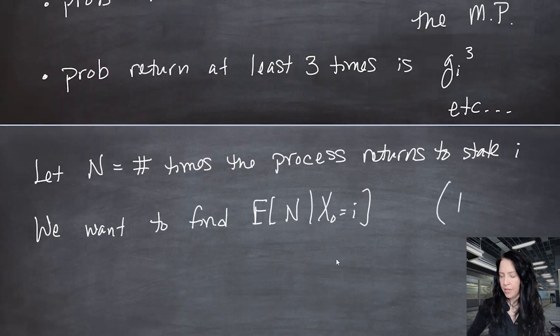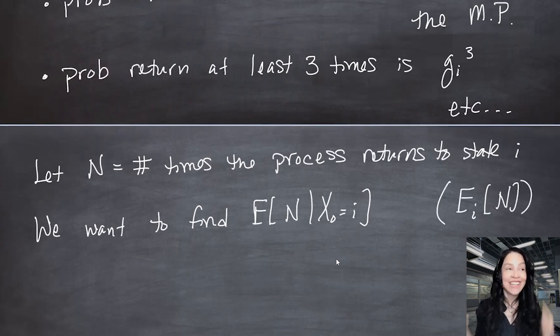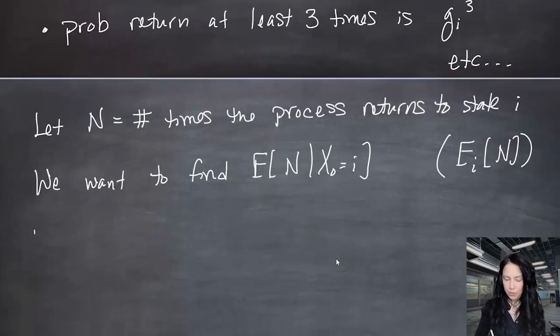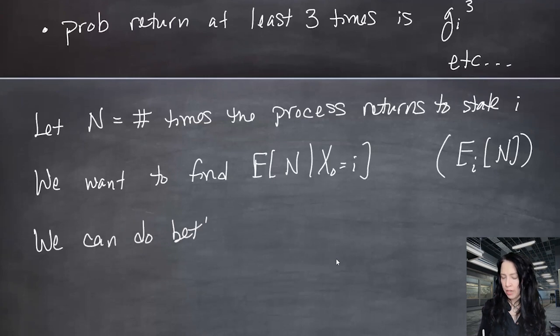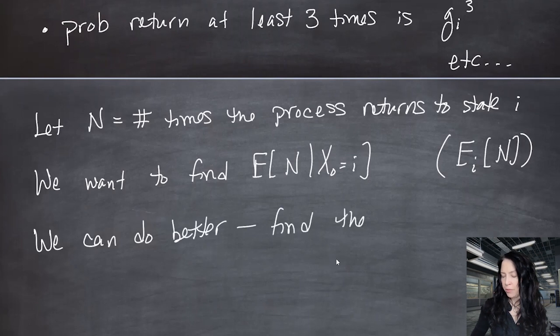Our other notation is the expected value of N with a subscript I on the expectation. But I was just saying that we can do better than this. We can actually find the distribution of N if we know where we start the chain. So it's actually a conditional distribution. So we can do better. We're going to find the actual distribution, which is more information than just the expectation.